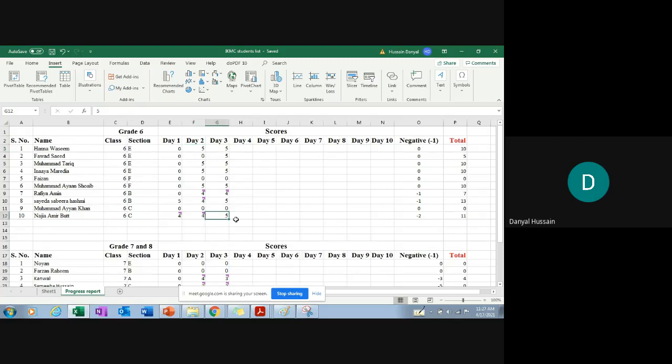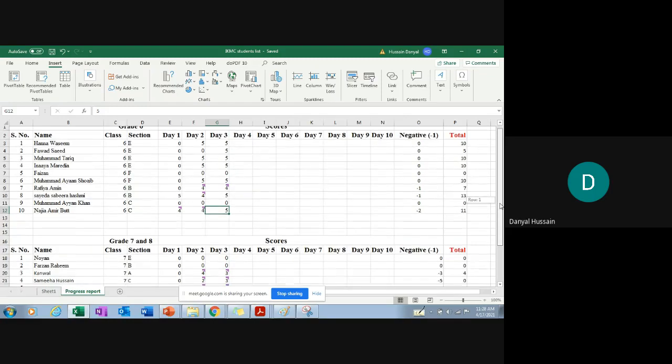On day three, she gave all the correct options, so she got 5 points. So if we add all the points, 5 plus 4 is 9, 9 plus 4 is 13. She should have gotten 13 marks, but because of negative marking, she got 11 points. So look at how much this negative marking is affecting.